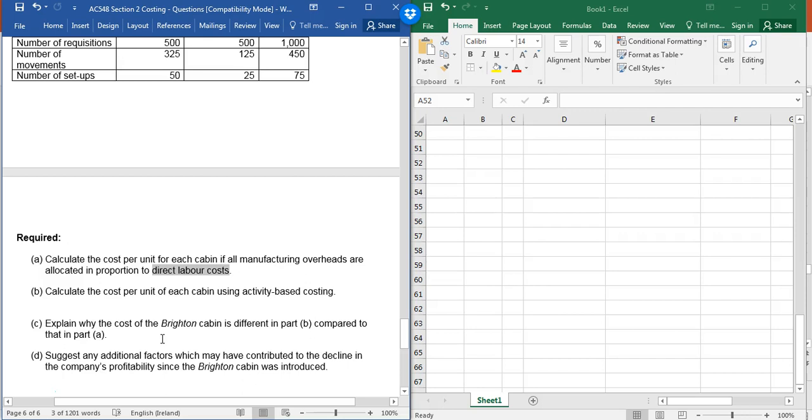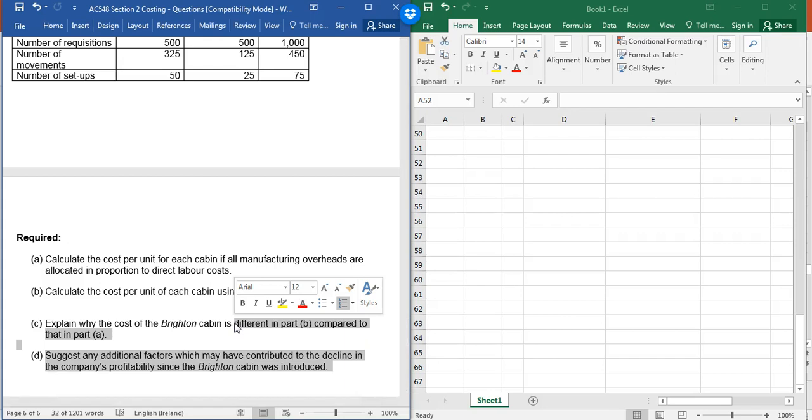And finally, D is to suggest any additional factors which may have contributed to the decline in the company's profitability since this new cabin was introduced. So particularly here, part C, part D, you'll see a lot of them as you move towards more exam standard questions about interpretation. So that's a key thing we're looking for in terms of the learning outcomes for the AC548, that you can actually interpret the numbers. It's one thing being able to prepare them. A lot of the time you'll be given numbers and you need to be able to interpret and explain what they mean.